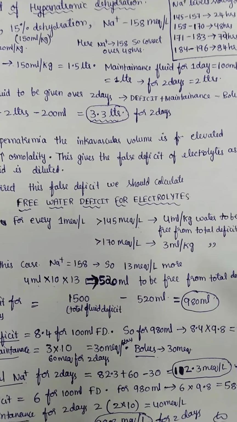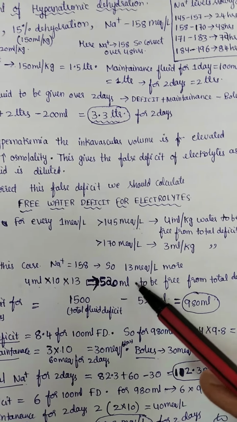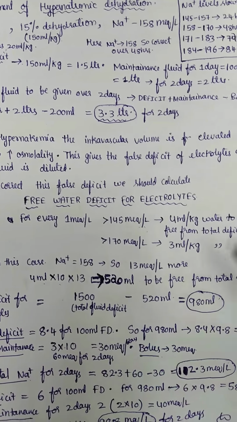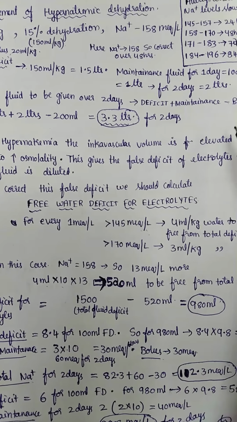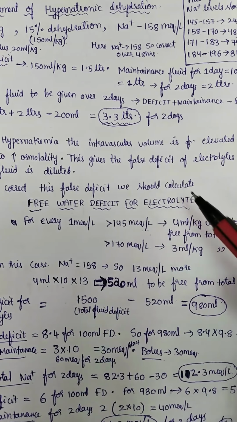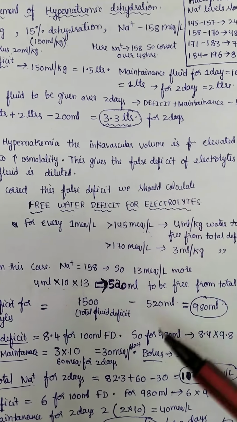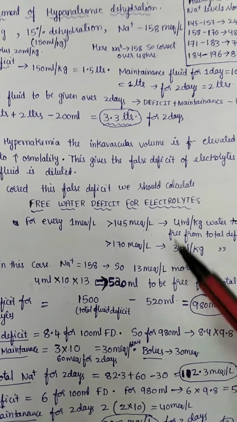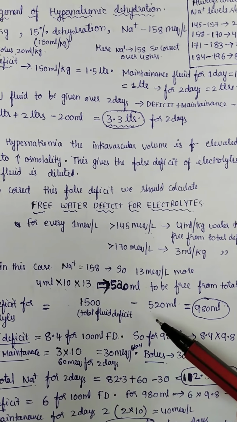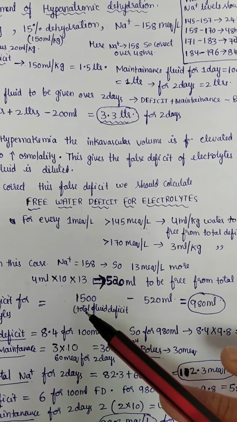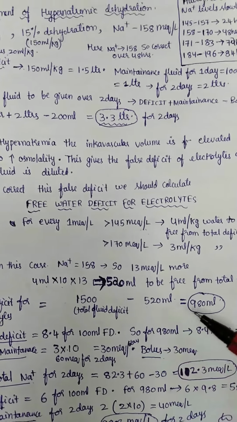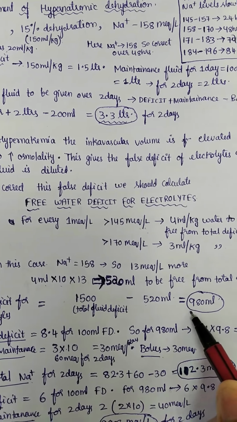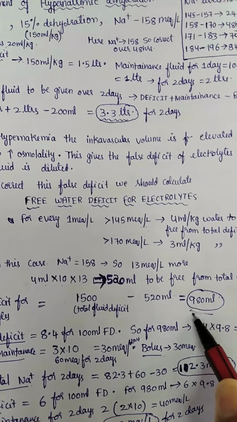So 520 should be subtracted from 1500, because of hypernatremia there is increased intravascular volume. To correct this, we subtract the 520 ml. The free water should be subtracted from the total fluid deficit. So the water deficit to calculate electrolytes is 980 ml.